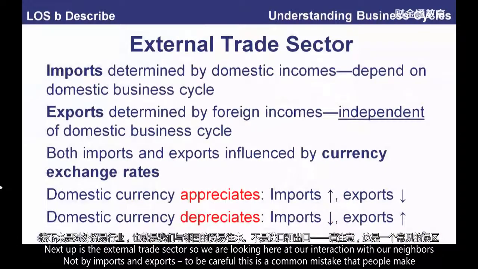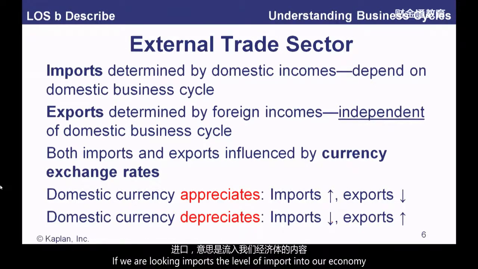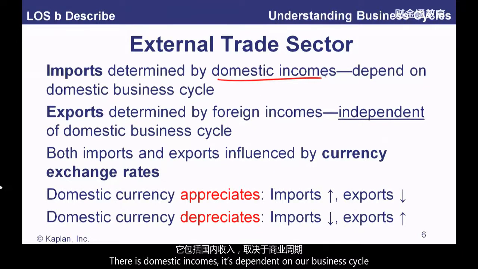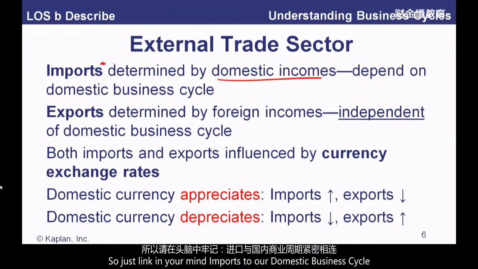Next up is the external trade sector. So we're looking here at our interaction with our neighbours. That's via imports and exports. Now be careful. This is a common mistake that people make. If we're looking at imports, the level of imports into our economy, key there is domestic income. So it's dependent on our business cycle. So just link in your mind imports to our domestic business cycle.